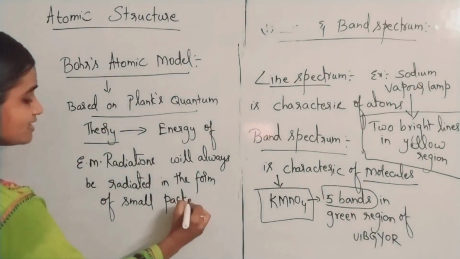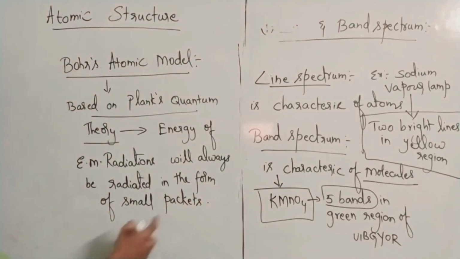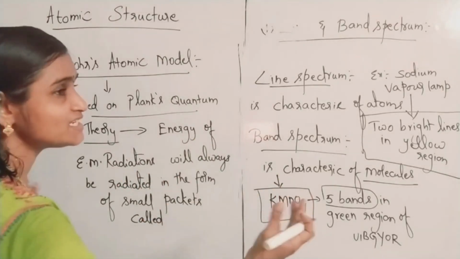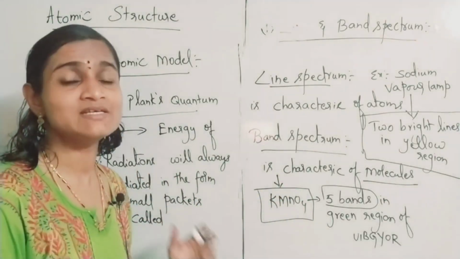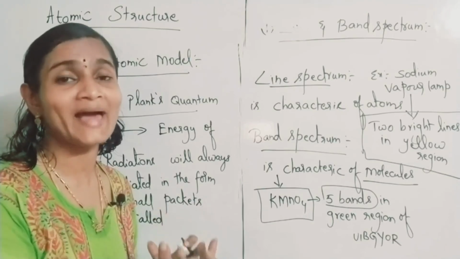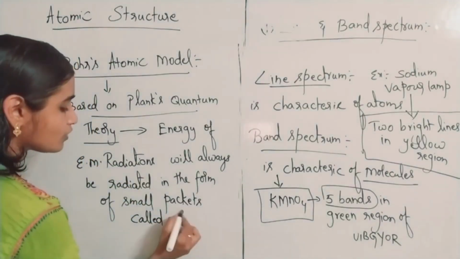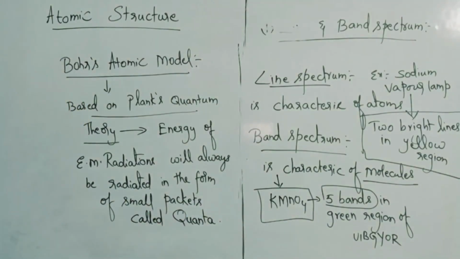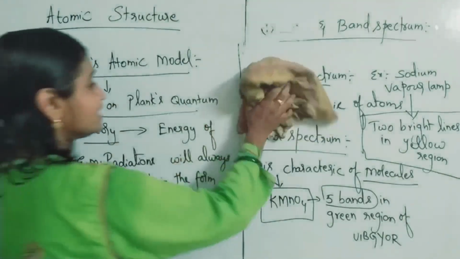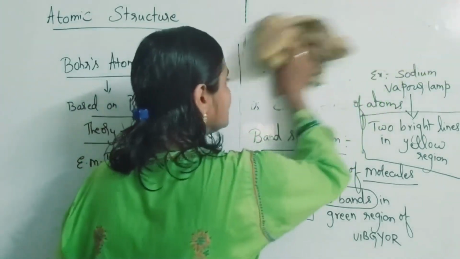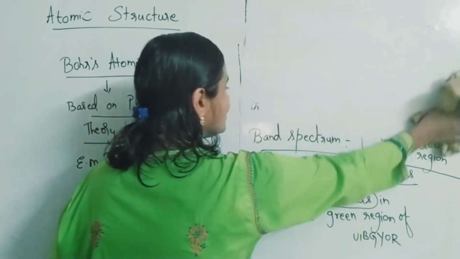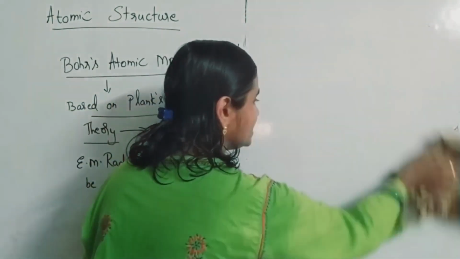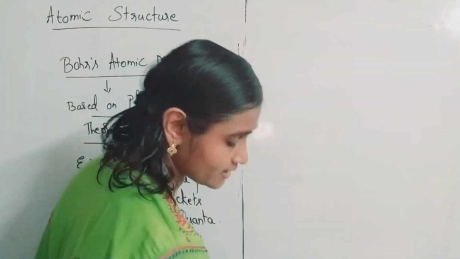He was telling about energy radiations, how energy is getting radiated, how energy is getting transmitted from one place to another place. He was telling that it will be transmitted in the form of small packets called what? Quanta. So this is theoretically what he said. Mathematically, how are we going to represent Max Planck's equation? E is equal to h nu. I already told you before also. E is equal to h nu is Max Planck's quantum theory.